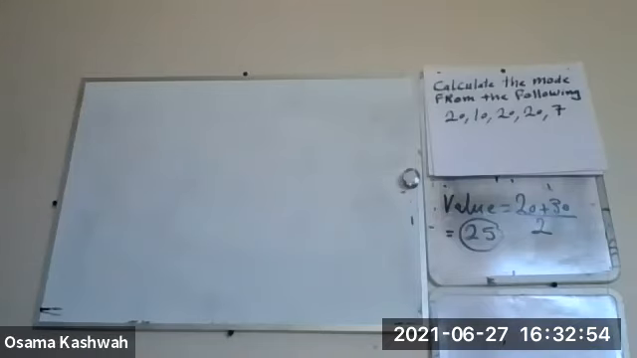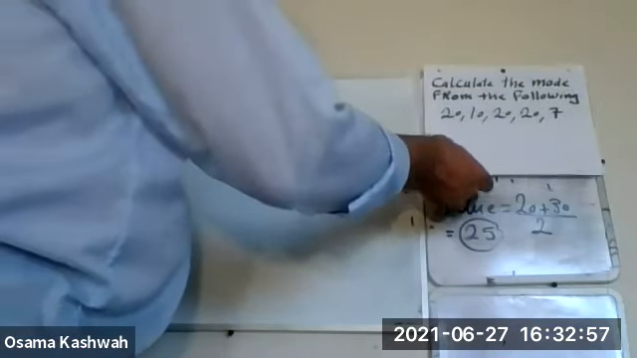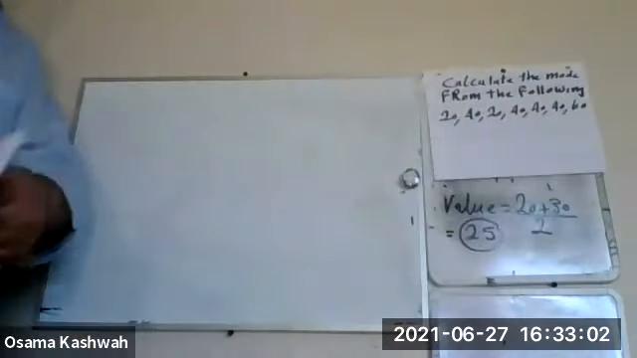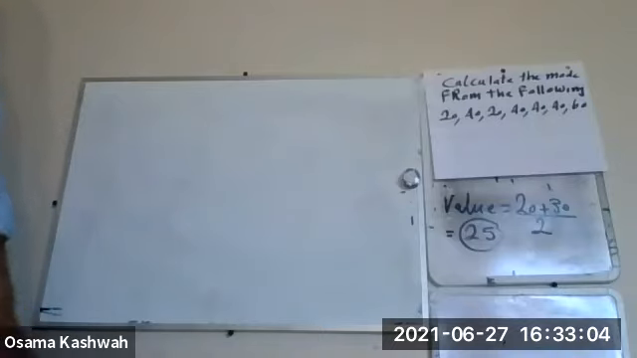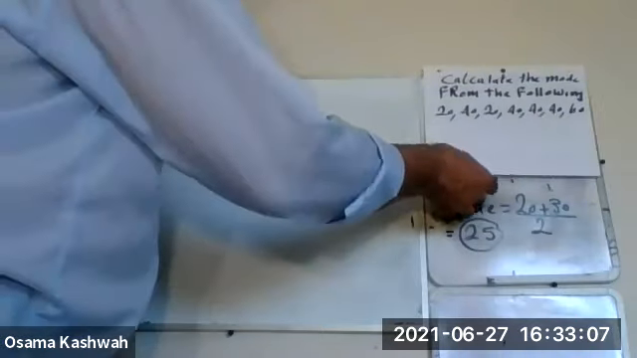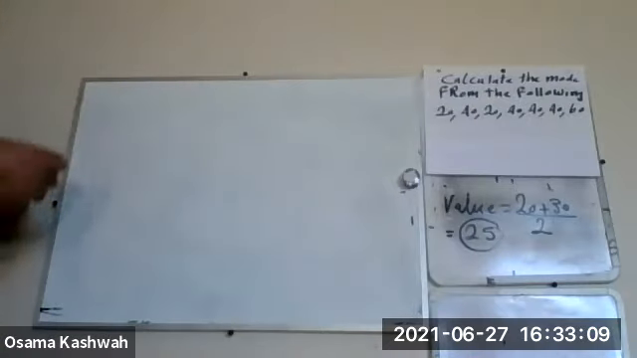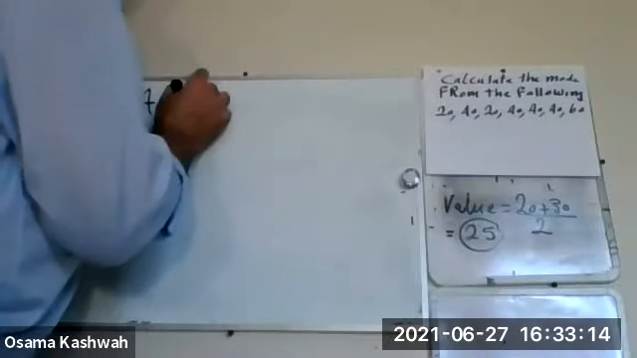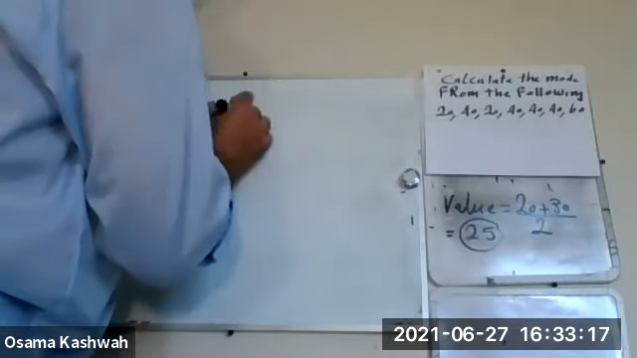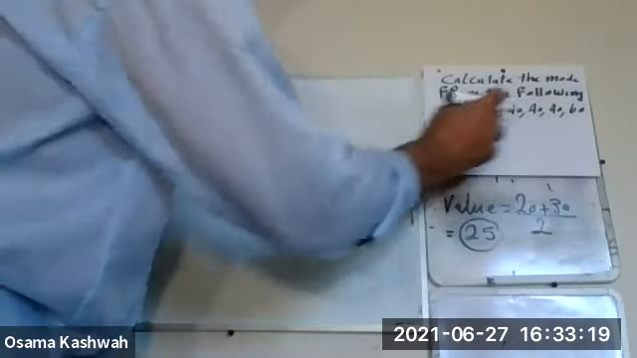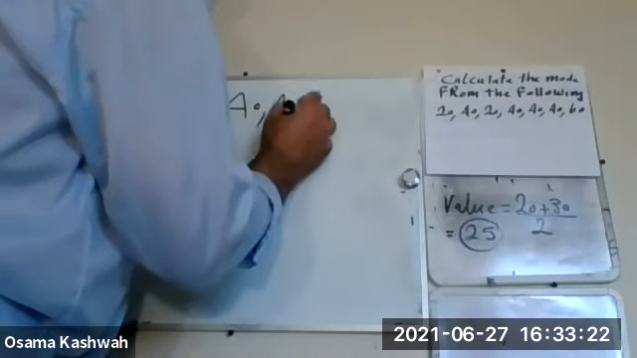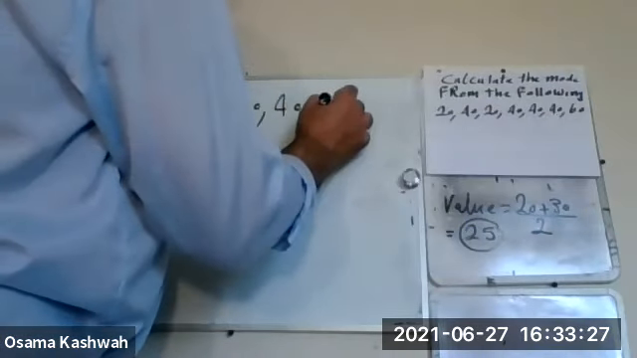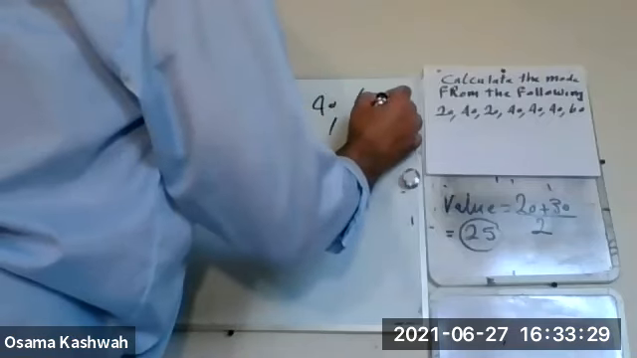How about the third example? Let's go to the third example about the mode and see how it goes. Calculate the mode from the following: 20, 40, 20, 40 again, 40 again, 2 40s, 3 40s, and 60.